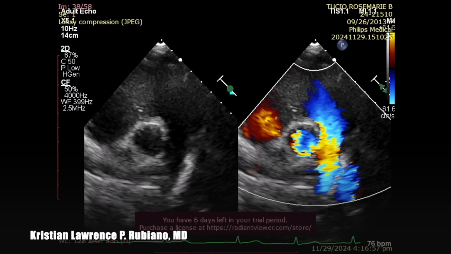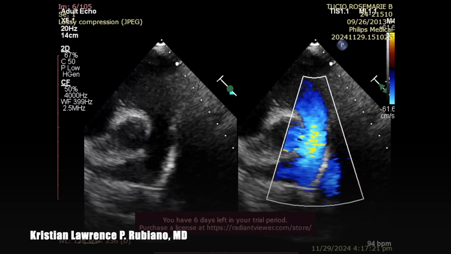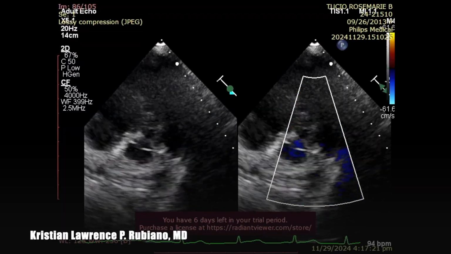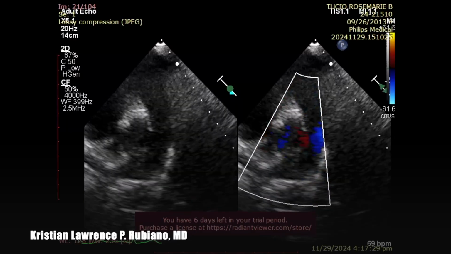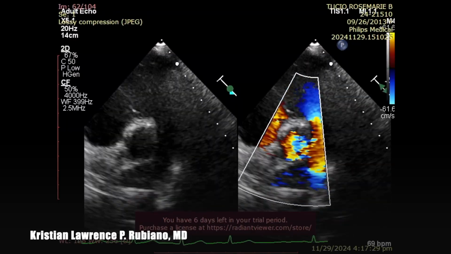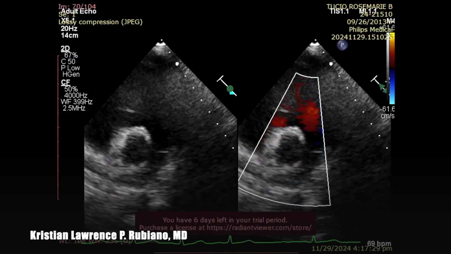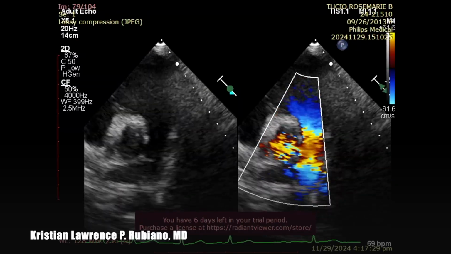First is focusing on the RV outflow tract, taking note of any turbulent flow. Then next, at the middle, focusing on the aorta, taking note of any turbulent flow as well as any dropout, signifying possible ventricular septal defect.